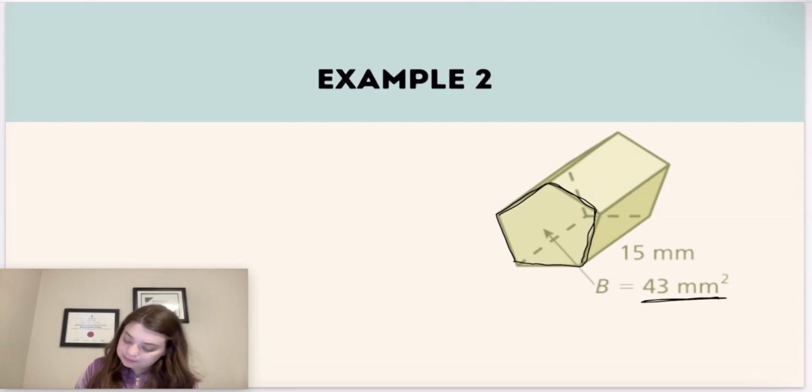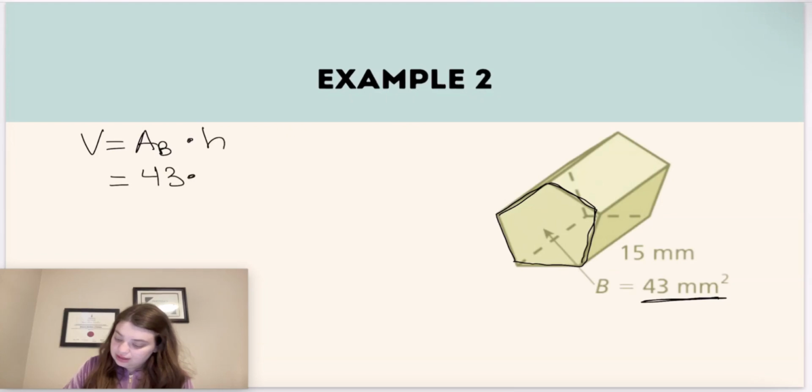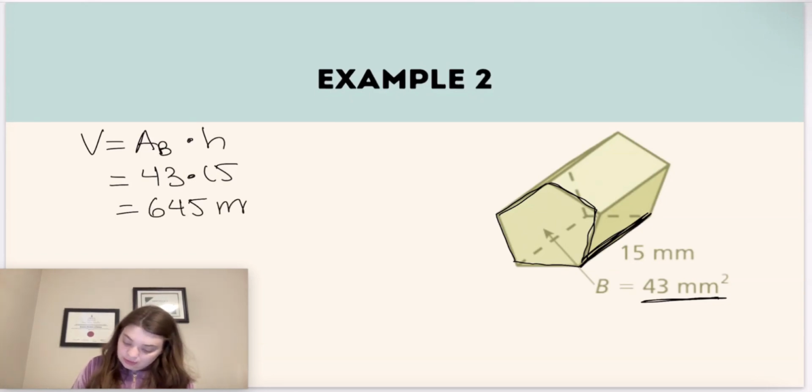And so for this one, the volume is equal to the area of the base times the height. In this case, the area of the base is 43, and the height of this is right here, it's 15. And then 43 times 15 is equal to 645. So therefore, the volume is 645 cubic millimeters.